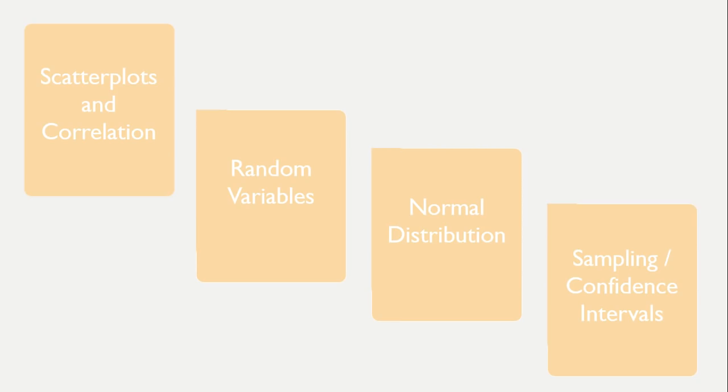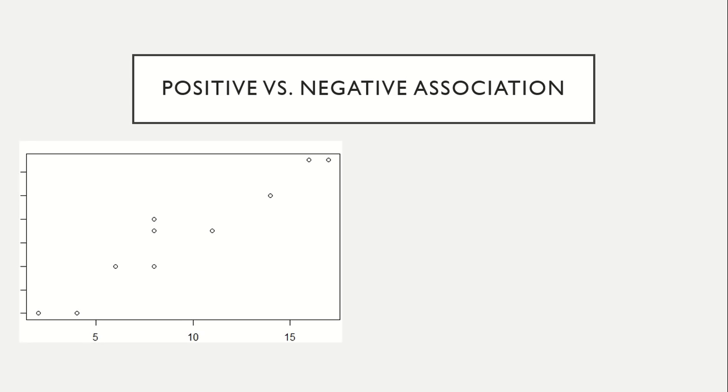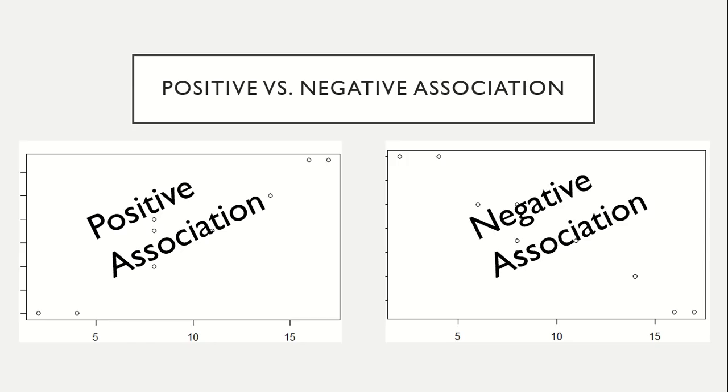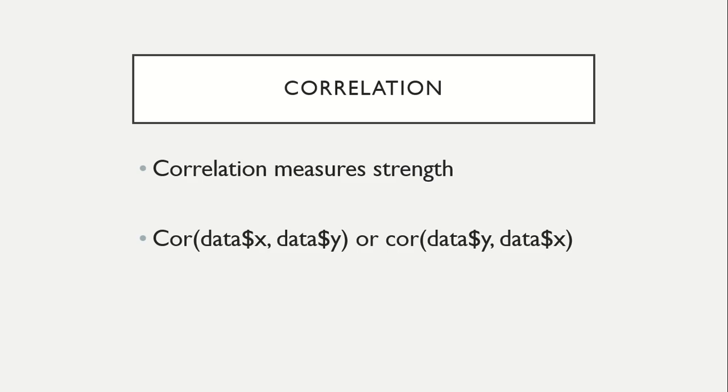Let's jump right into scatter plots and correlation. Is this a positive or a negative association? Well, we can clearly see it's positive because of the clear upward trend. And same goes for this one, except it's opposite. We can see a clear negative trend, so it is a negative association. What is correlation? Correlation measures strength.